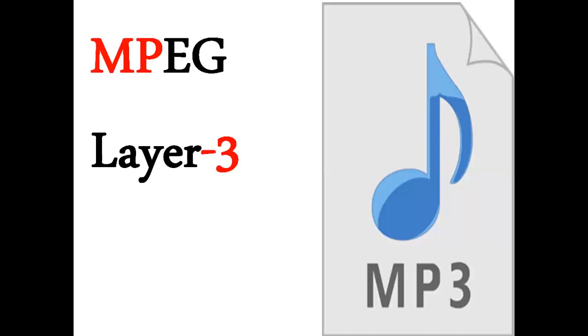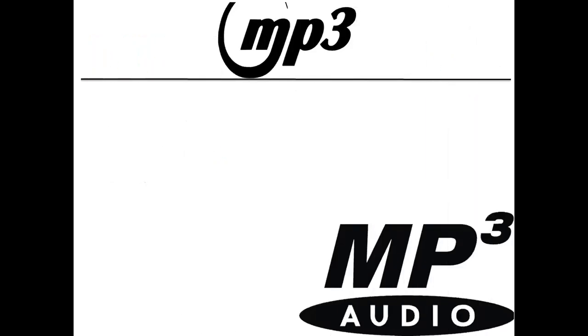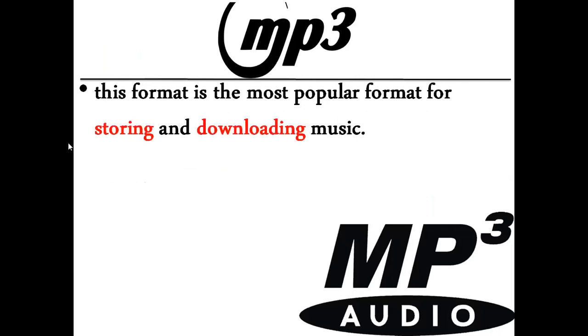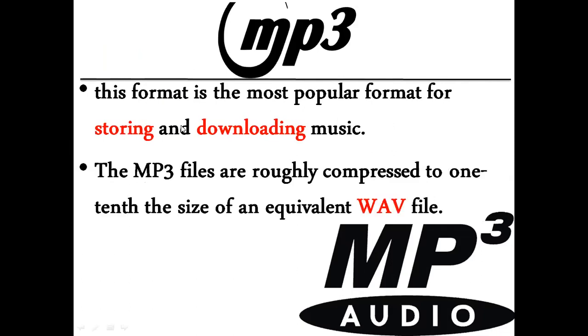The next format is MPEG, which we shortly call MP3. People who download music on the net, most of the downloaded music is in the form of MP3. MP3 files are roughly compressed to 1/10 of the size of an equivalent wave file. We can compare MP3 with the wave file.